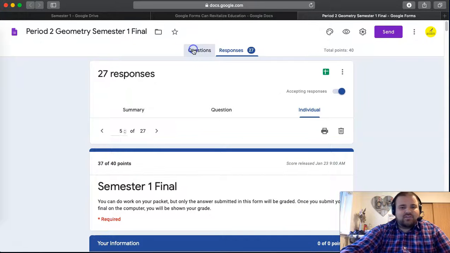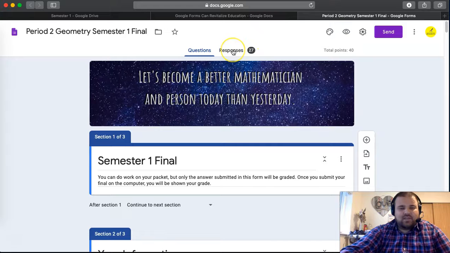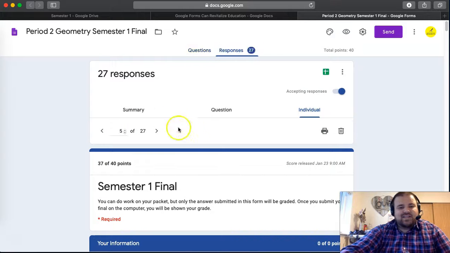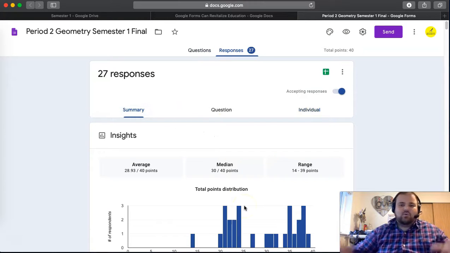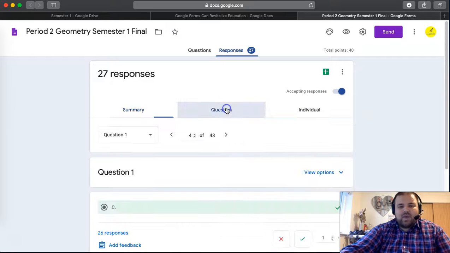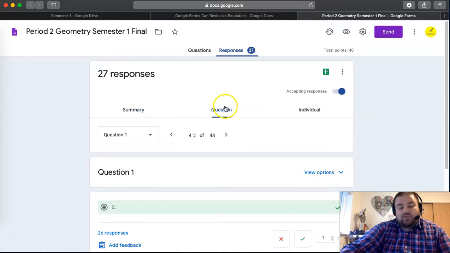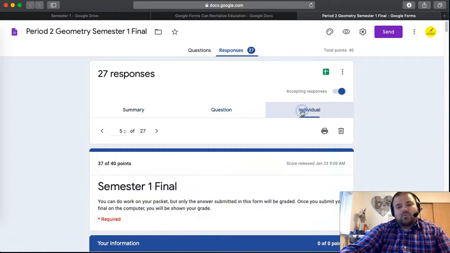So in summary, right up here inside your forms, just click on responses. You have the overall summary, so if you just want to look at the entire class as a whole from a macro perspective. Or you can look at individual questions, or an individual student. And so those are the 3 different ways you have to look at it.